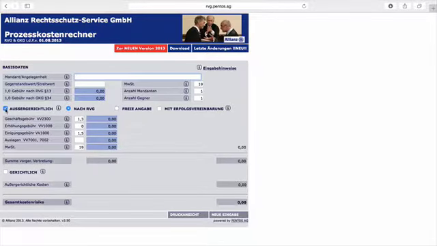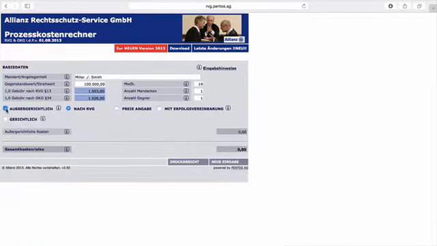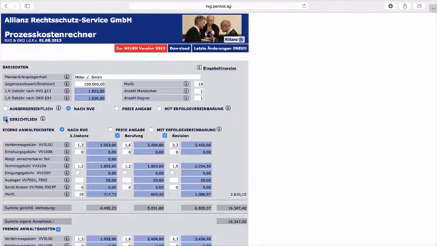And here we can put in the Basisdaten, the basic data. Let's give the case a name. Miller versus Smith. We have it already. And the value of the whole thing is 100,000, and it is a court case. Gerichtlich, Gericht is court, gerichtlich means court case.